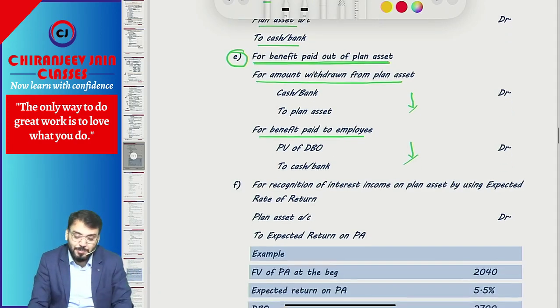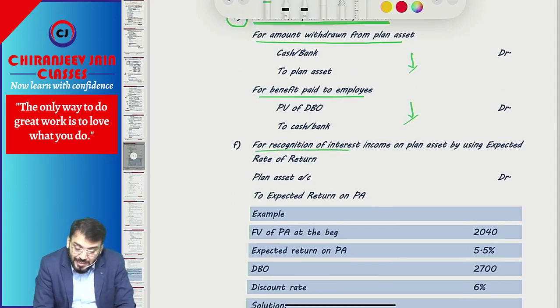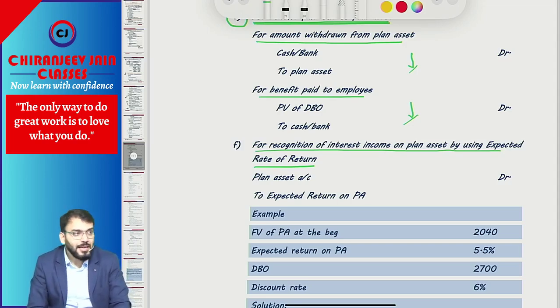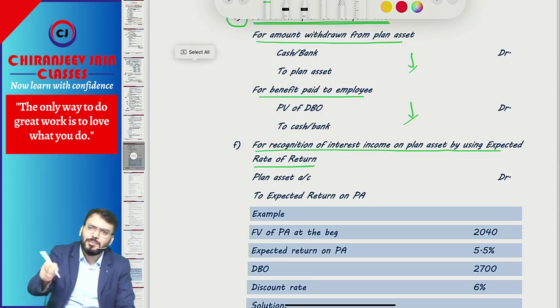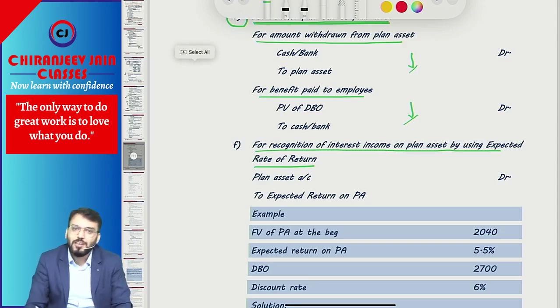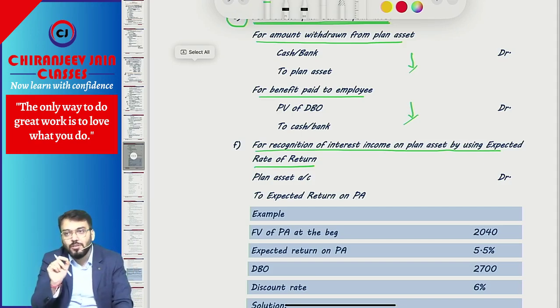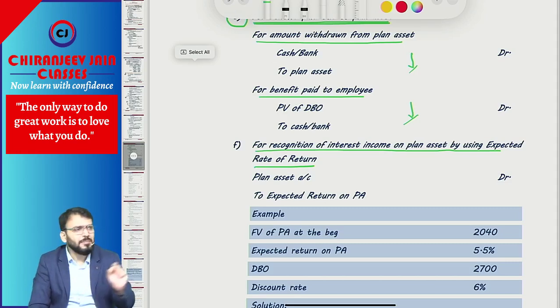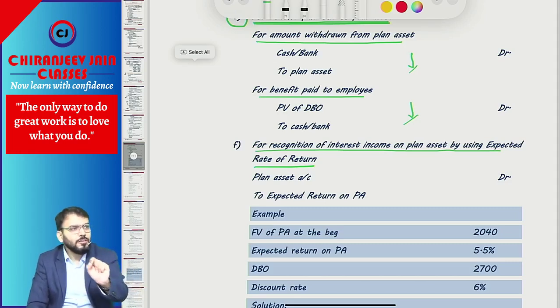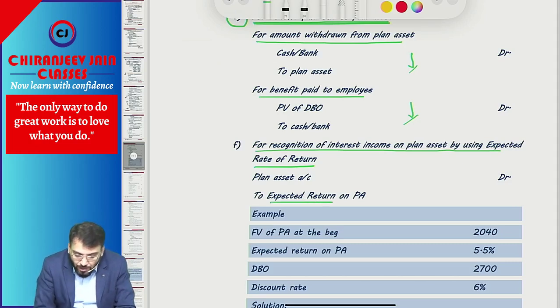So what AS 15 says is that first you should recognize interest income on plan asset by using the expected rate of return. Have you understood this point? That expected rate of return will be given in the question. So what journal entry will you do? That will become your income. Plan asset account debit to expected return on plan asset, or you can say interest income. But we'll use this term, expected return on plan asset.